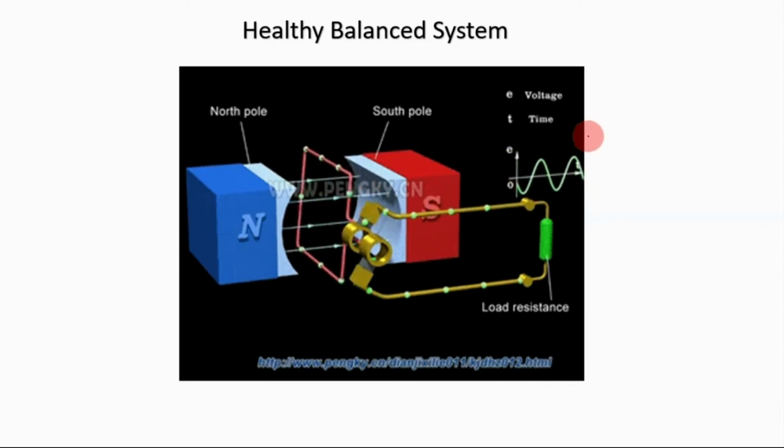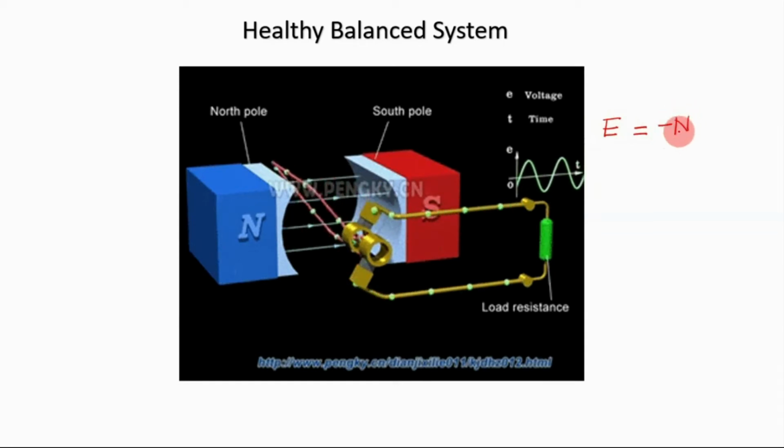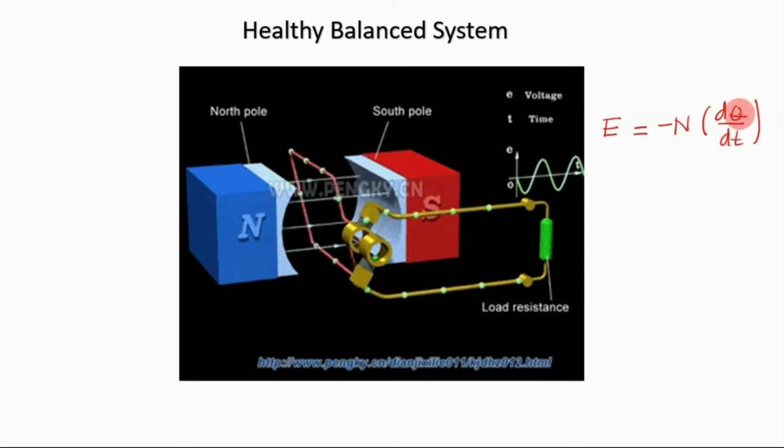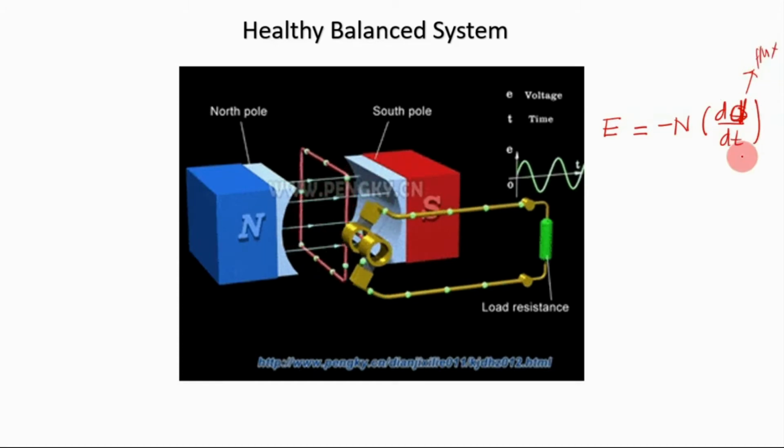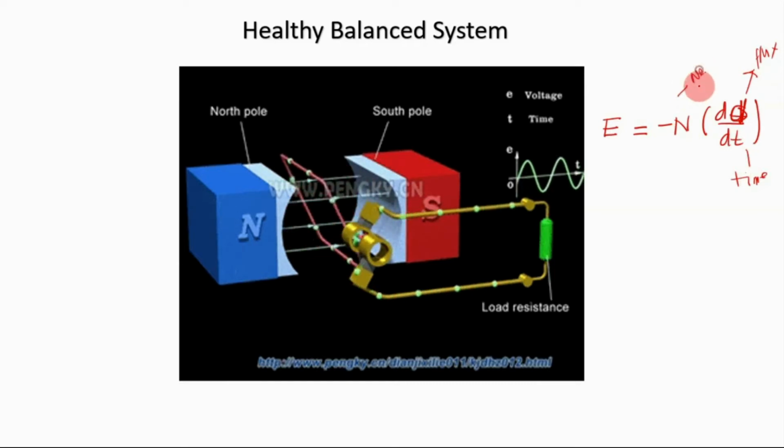To have the induced voltage, or E, we have this formula: negative N, the number of coil turns, multiplied by the variation of the flux with respect to time. You can use theta or phi for flux, so I am using one here, but you can use phi also. T here is for time, and N is the number of turns of the coil. When we talk about time, we also consider the speed of rotation per unit time, and you multiply that and you can have your EMF value.